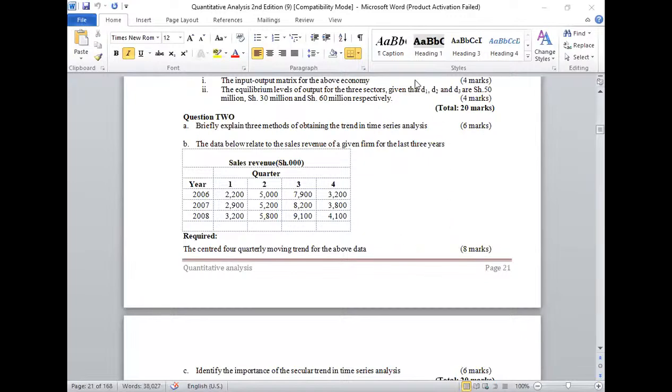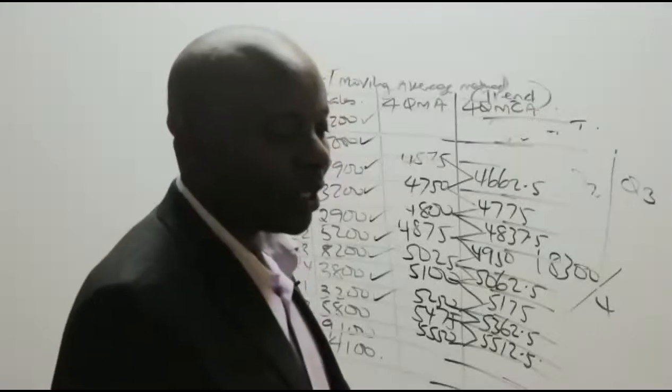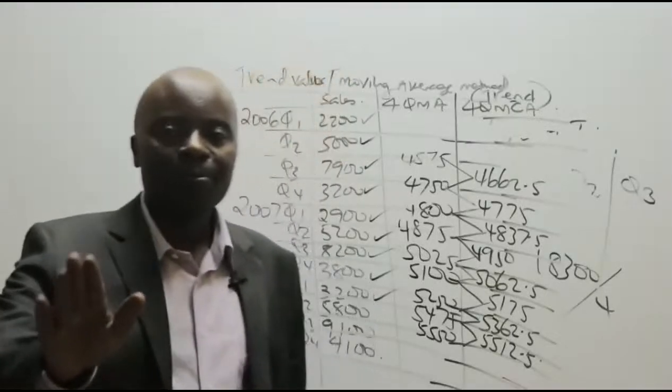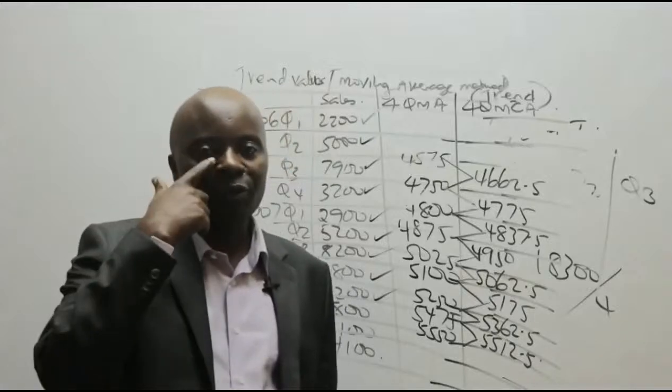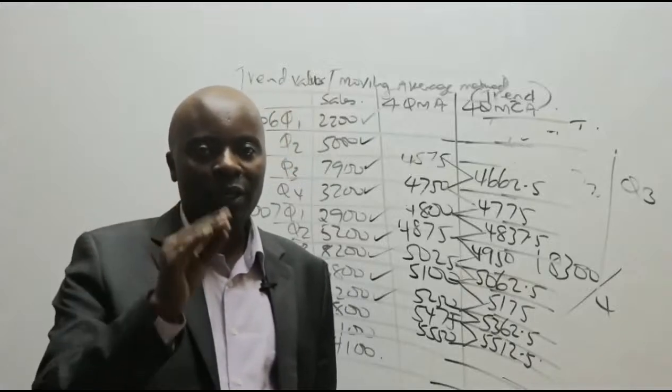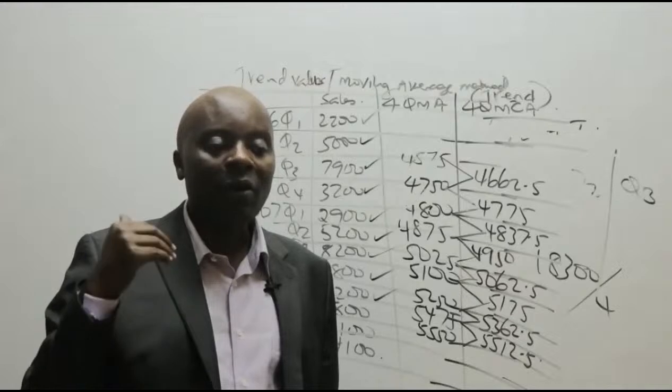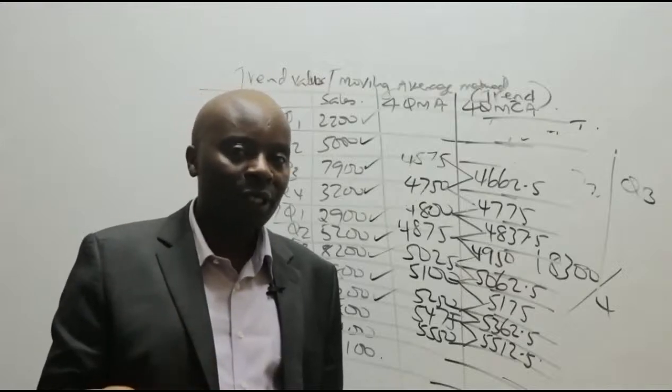8 marks in our pocket in quantitative analysis. That is a direct entry to CPA section 5. If you get 8, another question 8, remember our pass mark never reaches 40.